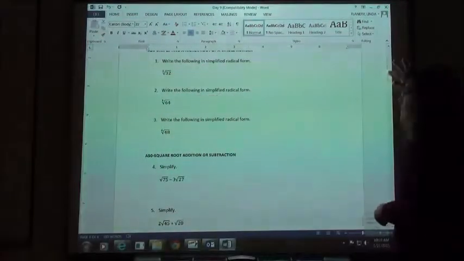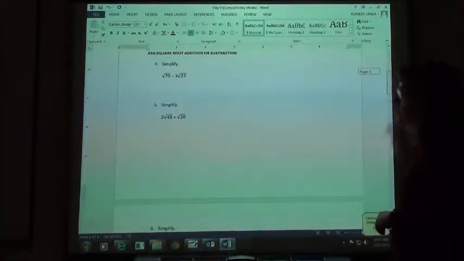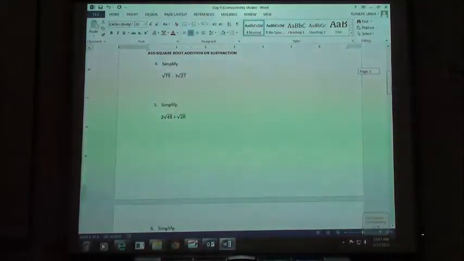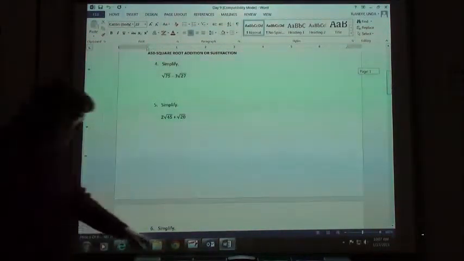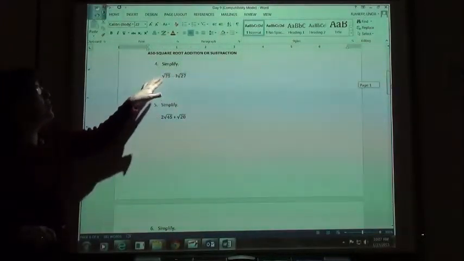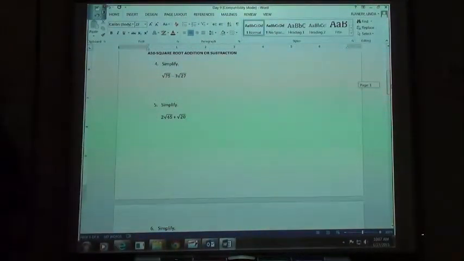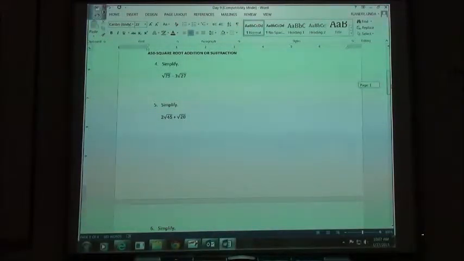The next one's back to simplifying square roots. So when we did our square roots, you wrote down the list of perfect squares, hopefully, somewhere handy. Because we're going to do the exact same thing we did before, only now we're going to add or subtract when we're done. With algebra or anything else, when you add and subtract, you have to have like terms. So if I have a square root of 5 plus a square root of 3, I can't add them because they're not like terms. I would have to have something like 5 square root of 5 plus 2 square root of 5, where they both have the exact same radicand.